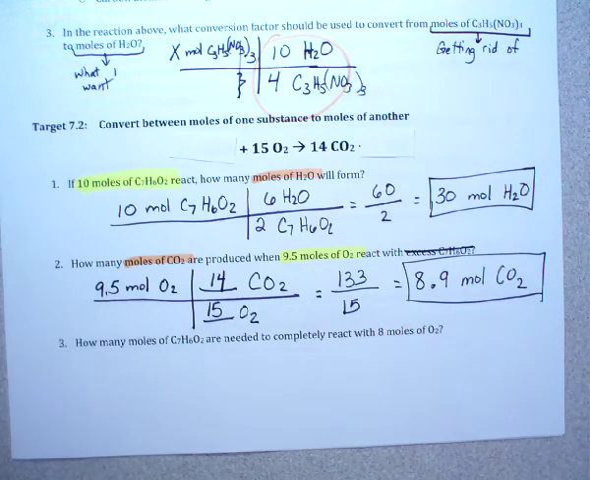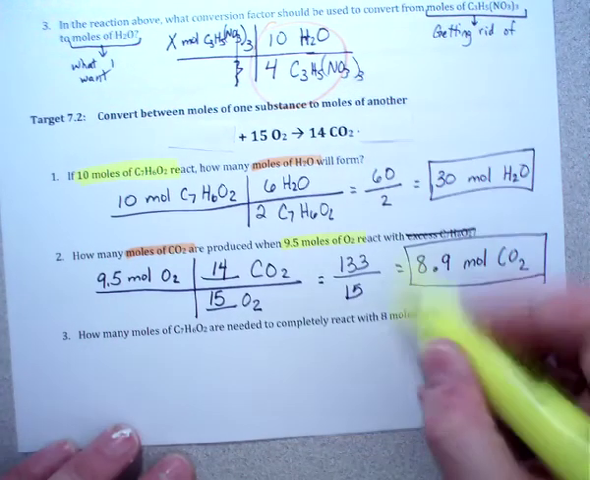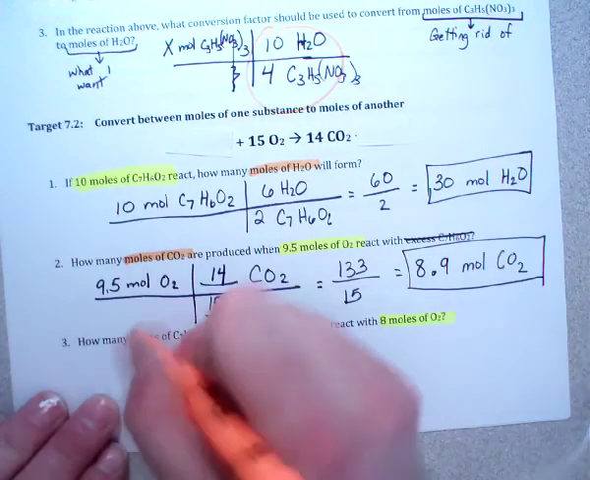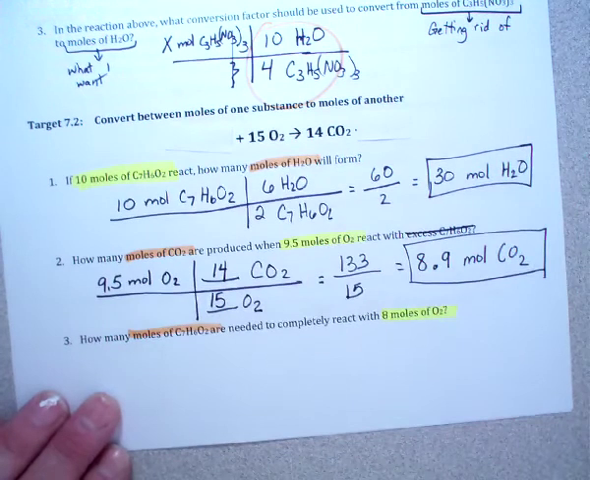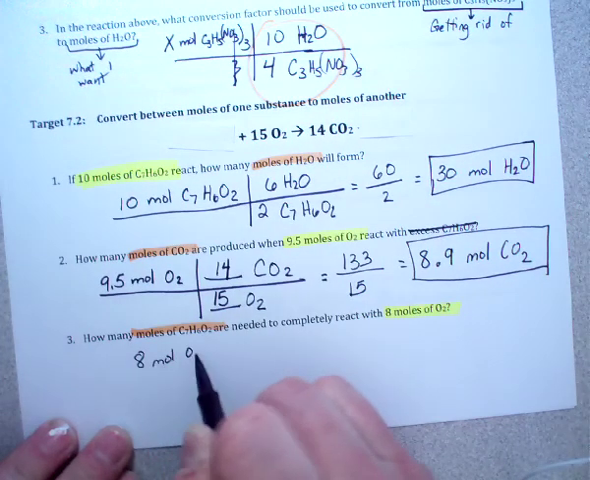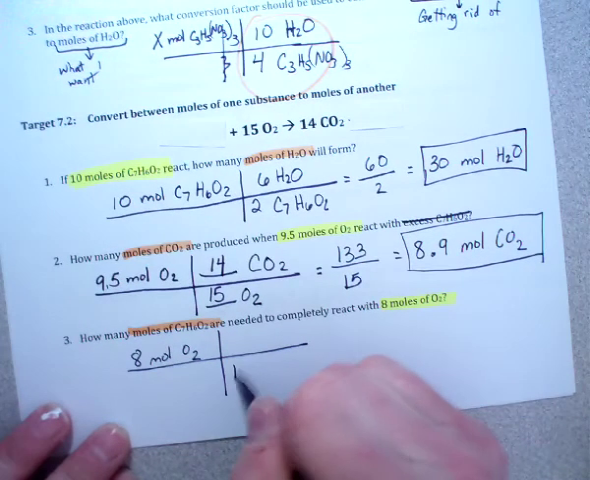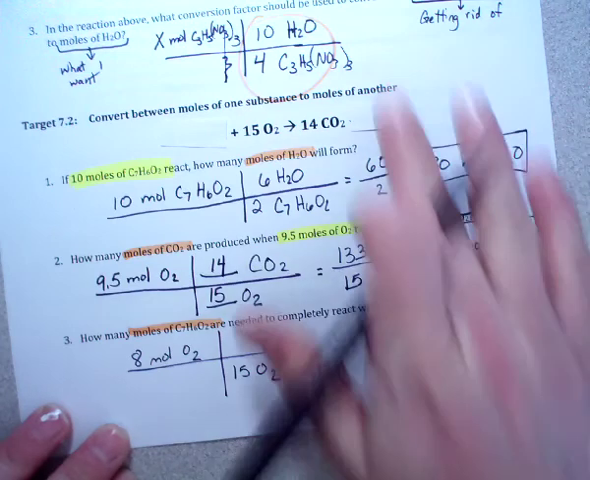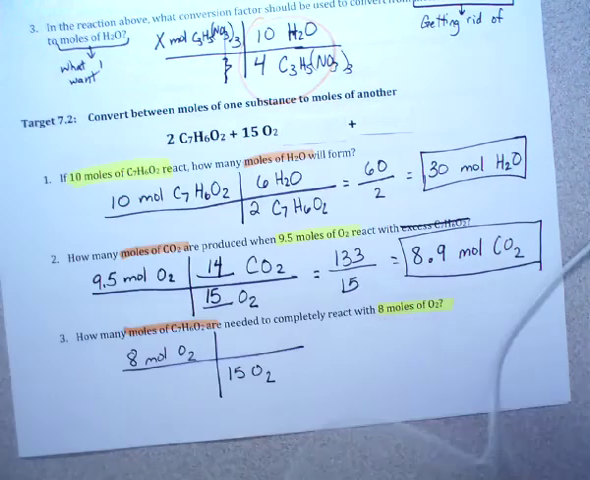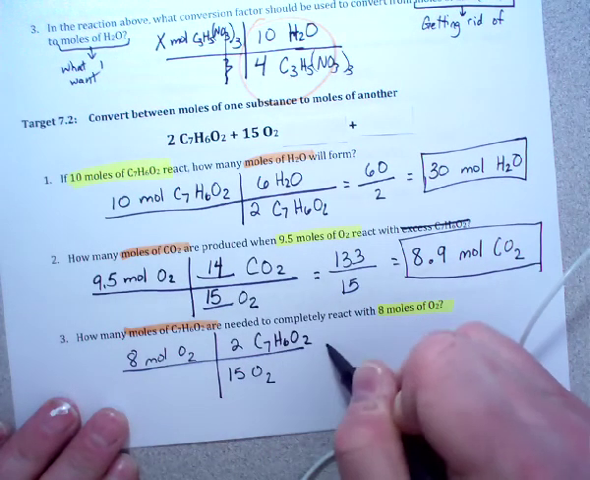All right, the last problem, how many moles of C7H6O2 are needed to react with 8 moles of oxygen? So 8 moles of oxygen, that's my given. Moles of C7H6O2, that's what I'm trying to find. All right, 8 moles of O2, that's the given. And then to get rid of that, 15 O2 go on the bottom. And then the 2 C7H6O2, those go on the top.